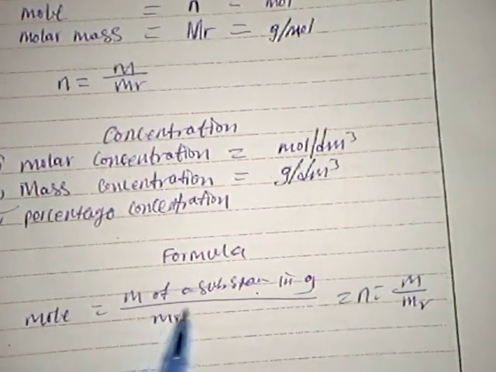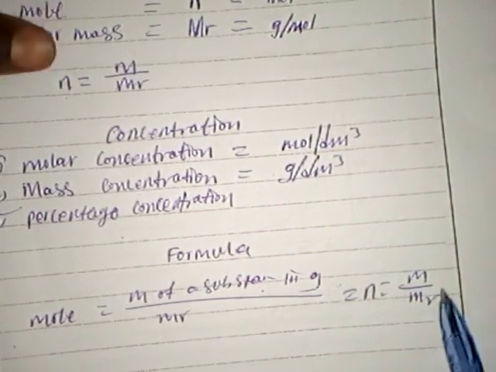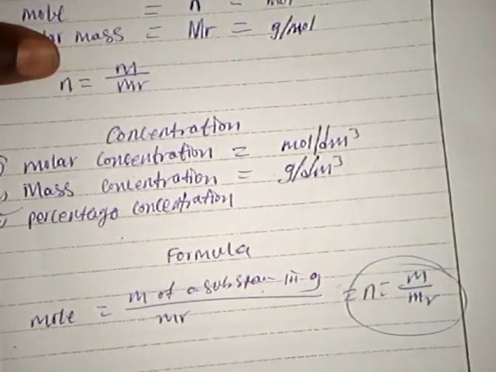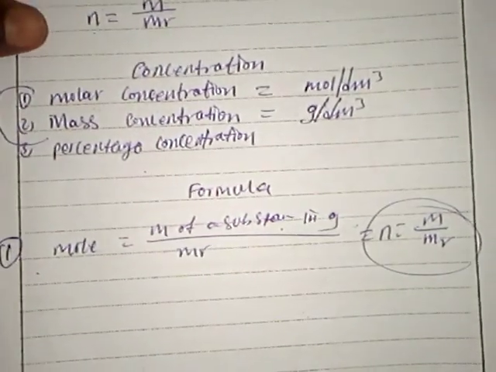This is it. Mole is equals to mass of a substance in gram upon the molar mass of that particular substance. Take note of these formulas. This first formula, this is the first one, right? Now we move to the second.